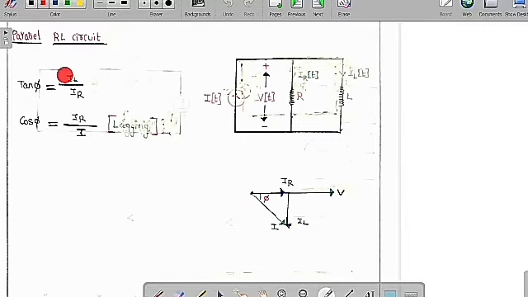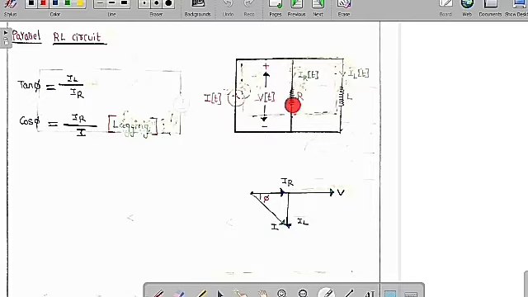Now we are going to study the parallel RL circuit. So this is a parallel RL circuit. We are going to connect a current source of I of t to this parallel circuit. The voltage across the R and L is the same because they are in parallel. So let me assume this is V of t, the current through the resistor is IR of t, and the current through the inductor is IL of t. Then the overall supply current is I of t.